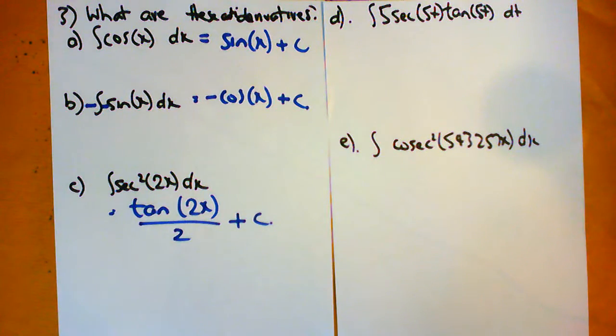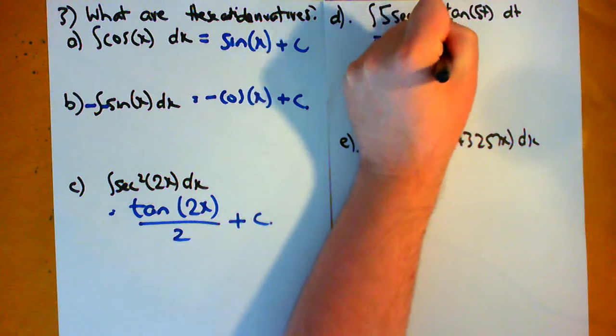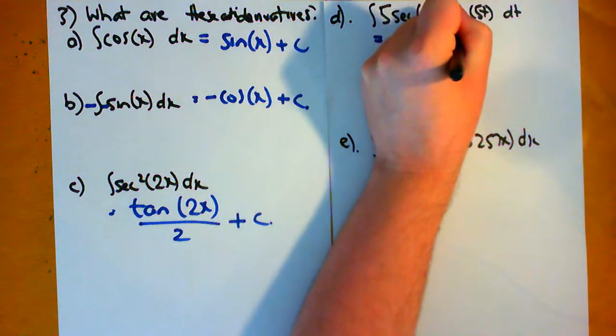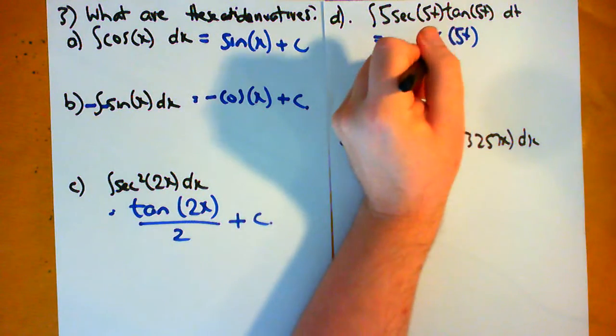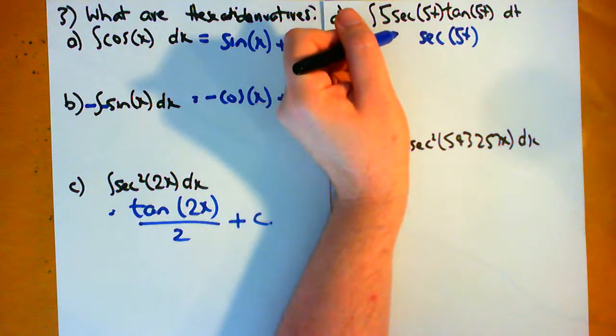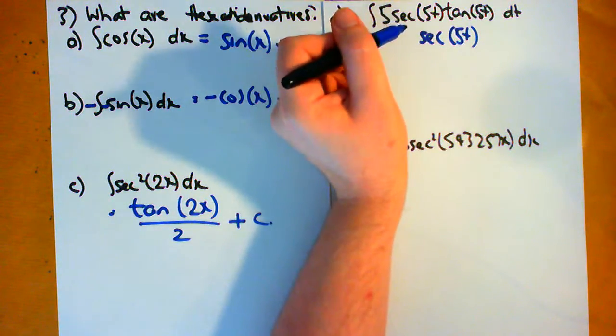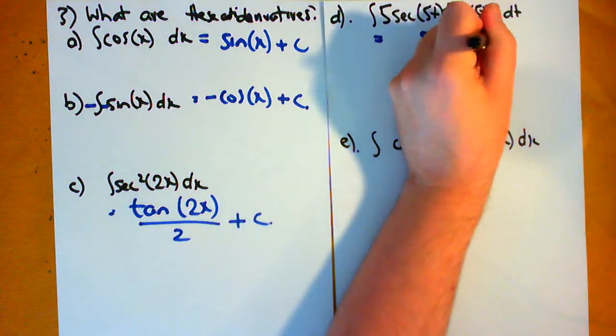Question D, we need to find what secant times tangent is the derivative of. So if we look up that derivatives table, we find that it is the derivative of secant. That bracket must stay the same, and again by the chain rule, if we were to differentiate this, we would get an extra times 5 out the front. So on integrating, we need to divide by 5, which is going to cancel out this 5.